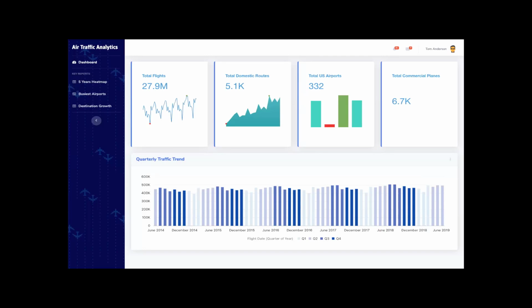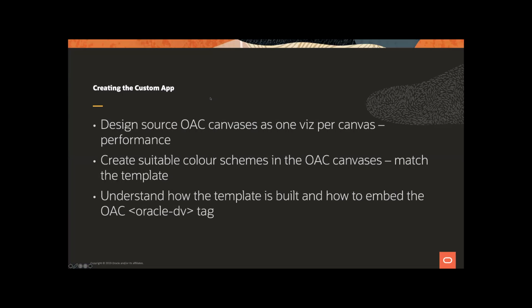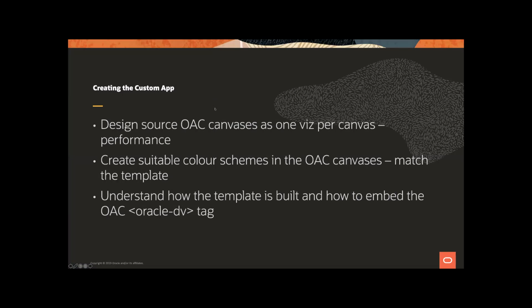Here's another example where we've actually taken the same theme, but we've done a bit more changes to the design. But again, this is all referencing Oracle Analytics canvases, and each of these cards is an individual canvas. Now, in terms of how we created that custom application, each of those cards is a single canvas, and that's a good practice to try and give you good performance. You can choose suitable color schemes within the Oracle Analytics canvases to match the template that you're working with.